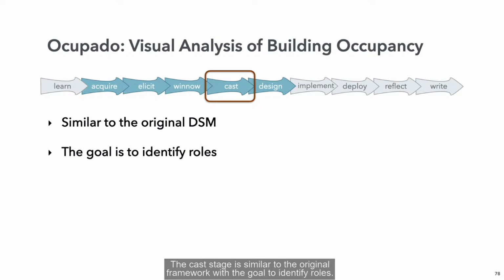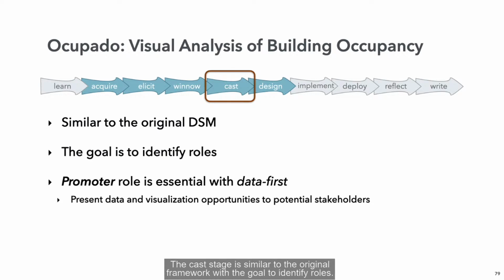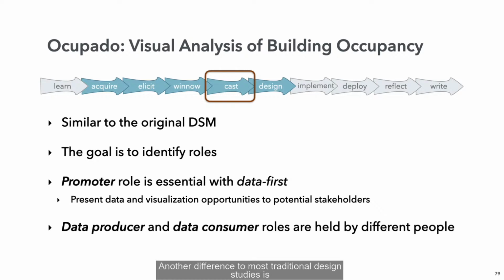The cast stage is similar to the original framework, with the goal to identify roles. The promoter role is essential. It is important to reach out to stakeholders to present data and visualization opportunities. Another difference to most traditional design studies is that the data producer and the data consumer roles are held by different people and may require particular consideration. For example, in Ocupado, we had data for some buildings, but a stakeholder wanted to analyze different regions on a university campus.